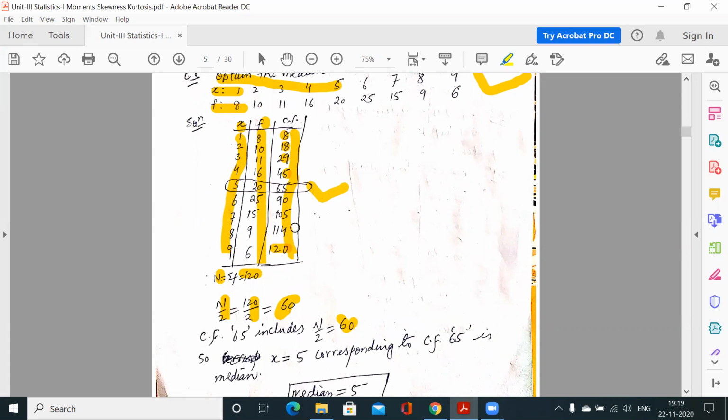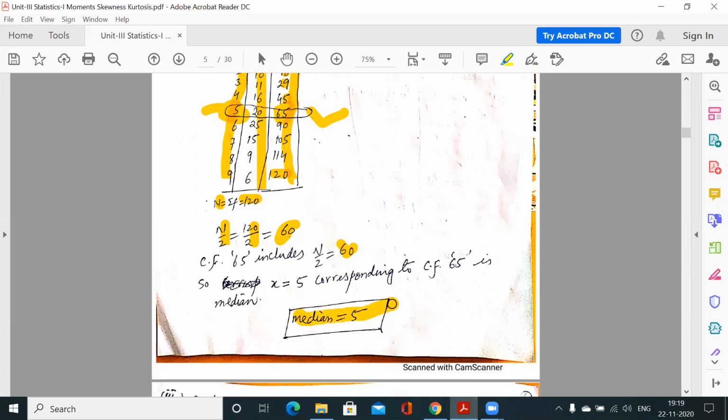So 65 includes 60. This is the cumulative frequency which includes the N by 2 value, and its corresponding x value is our median. So corresponding to this cumulative frequency 65, the x value is 5. So this is our median.